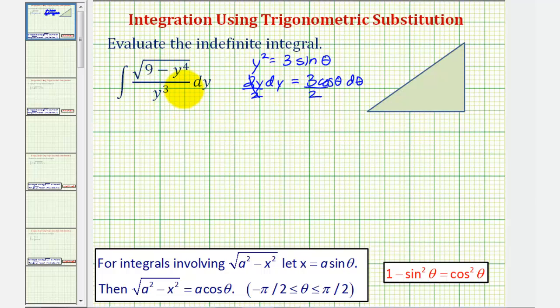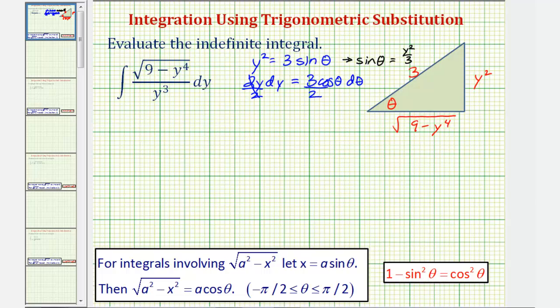But for right now, let's go ahead and model angle theta using this right triangle. So if y squared equals 3 sine theta, notice that if we solve this for sine theta, we'd have sine theta equals y squared divided by 3. So if this is our angle theta, we can label the opposite side y squared, the hypotenuse 3, and therefore this leg here would be equal to the square root of 3 squared minus y to the second squared, which would be 9 minus y to the fourth.